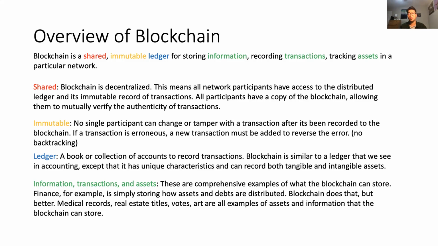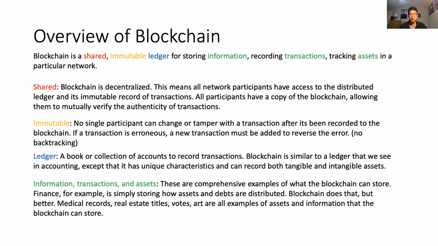Like what we see, accounting ledgers mostly record tangible assets, but what blockchain can do is also record the intangibles. So it's very interesting there. We're going to talk a little more about ledgers and how they compete with traditional ledgers a little bit down the line. And the last part is assets. So what are assets? Assets include information, transactions, and assets.